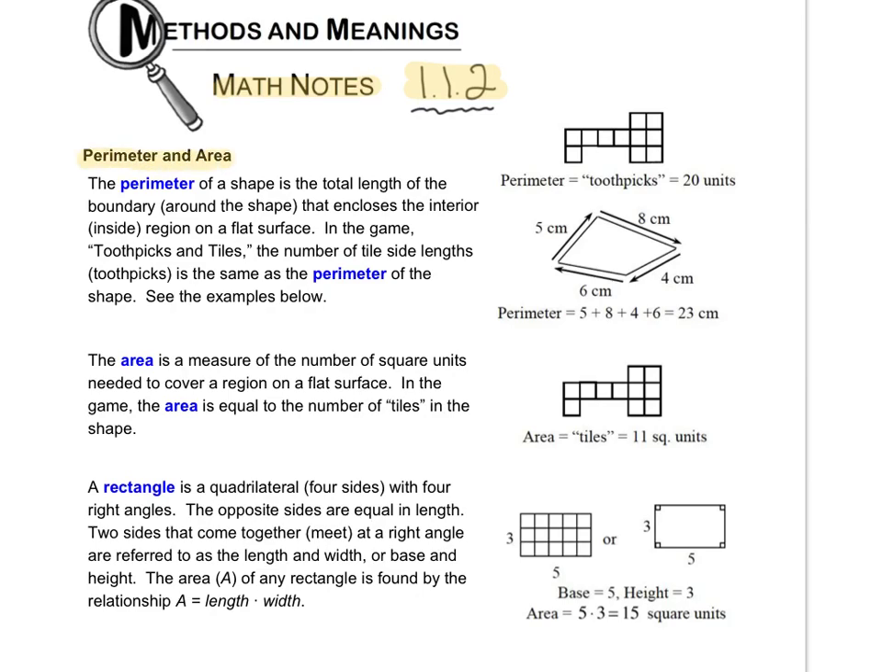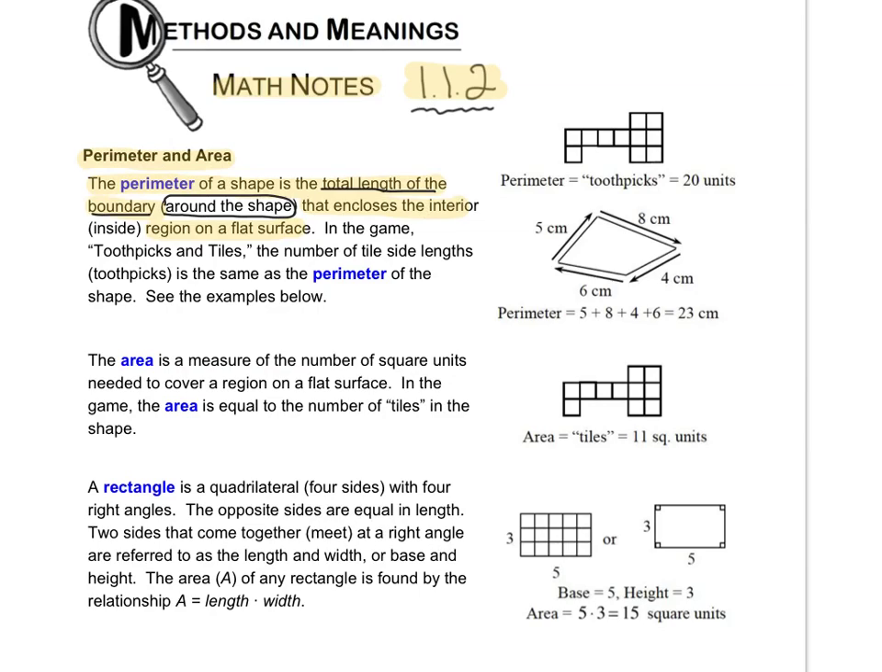Perimeter and area. The perimeter of a shape is the total length of the boundary that encloses the interior region on a flat surface. Now, when you see the parentheses, they're explaining the word boundary. The total length of the boundary means around the shape. So that's what perimeter is. These are different words to describe perimeter.